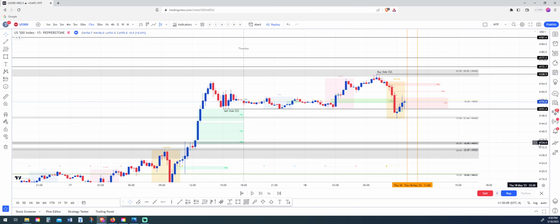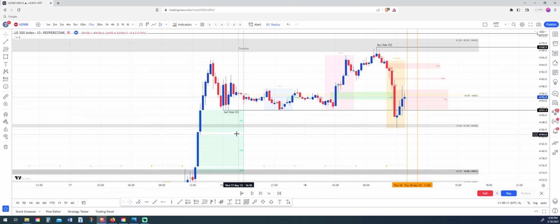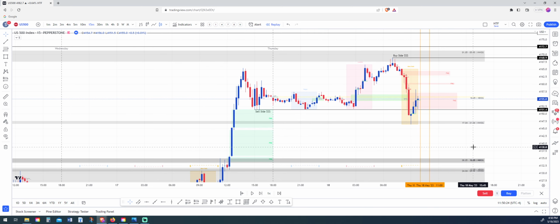We are rejecting quite nicely from this fair value gap after taking this sell side. We've left the volume imbalance on the 15-minute, volume imbalance on the 15, and volume imbalance on the 15. So there's three volume imbalances now pumping back up into the range.